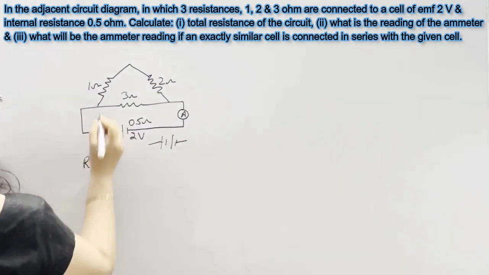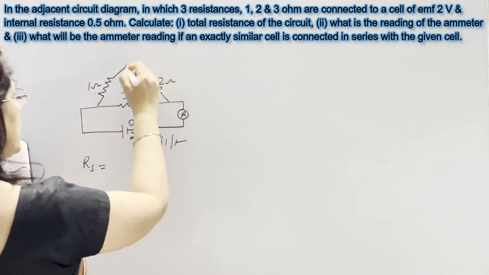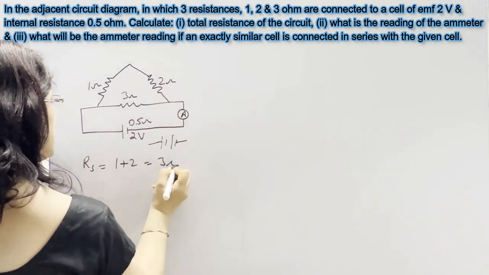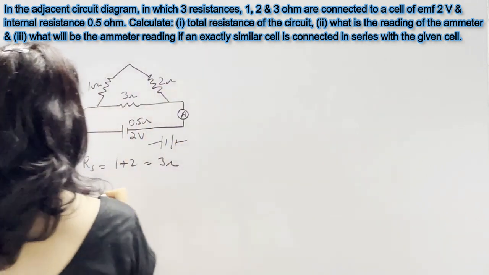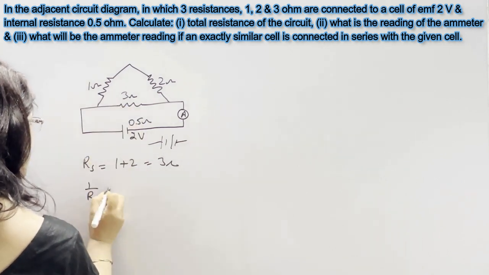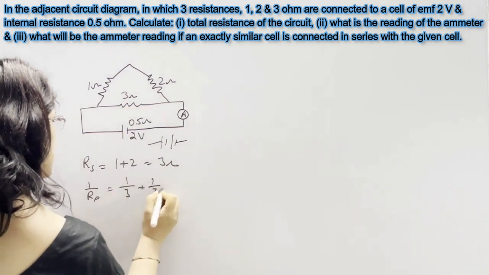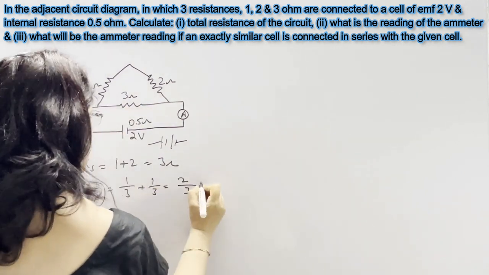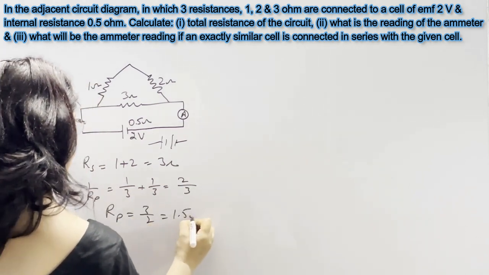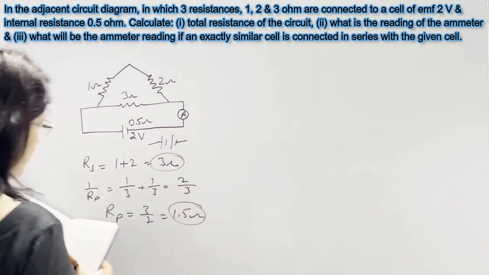Series combination. This is a series combination, because although they are in the shape of a triangle, no cut is there, so these are in series. It means 1 plus 2, which is 3 ohm. Then in parallel combination, 1 upon Rp is 1 upon 3 plus 1 upon 3. It means 2 upon 3. So the parallel combination is 3 upon 2, which is 1.5 ohm. Rs is 3, then Rp is 1.5.